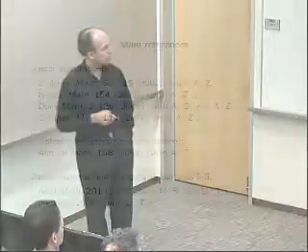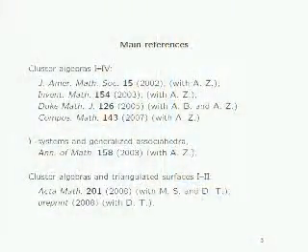And then there were two other talks at the ICM dealing with more algebraic aspects of the theory, including Idun Reiten's plenary lecture on cluster categories. The main references are listed in this slide, well, you can find proofs there and more examples.